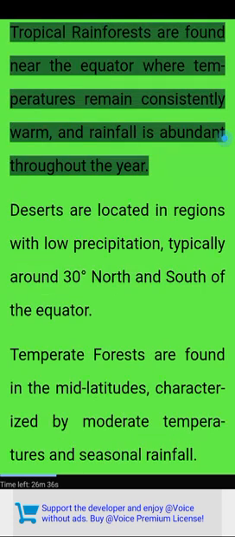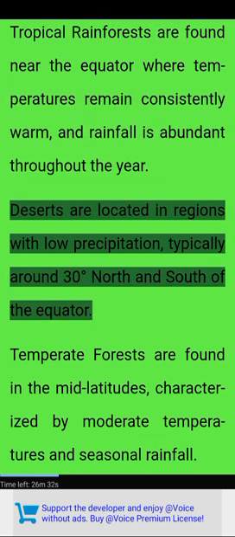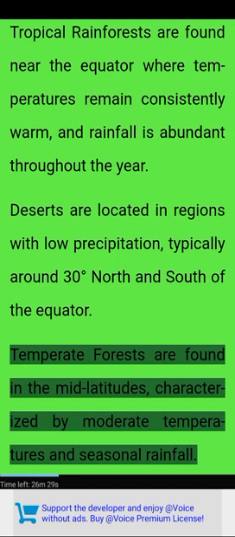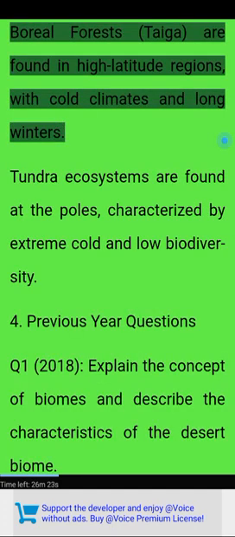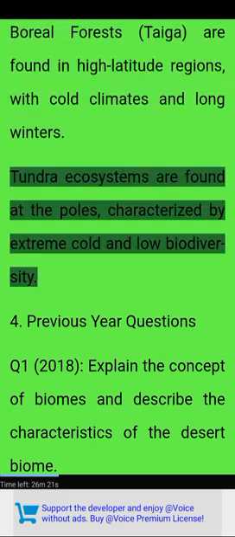Some key distribution patterns include tropical rainforests are found near the equator where temperatures remain consistently warm and rainfall is abundant throughout the year. Deserts are located in regions with low precipitation, typically around 30 degrees north and south of the equator. Temperate forests are found in the mid-latitudes, characterized by moderate temperatures and seasonal rainfall. Boreal forests, taiga, are found in high-latitude regions, with cold climates and long winters. Tundra ecosystems are found at the poles, characterized by extreme cold and low biodiversity.